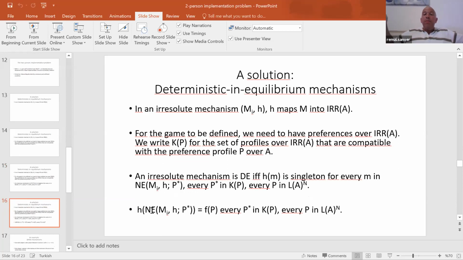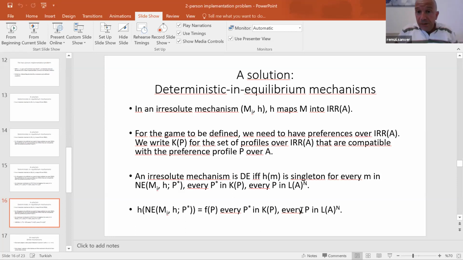And here comes the implementation definition with deterministic in equilibrium mechanisms. I am reading from right to left. Whatever the true preference profile of the voters for the alternatives is, whatever the true preference profile P star, which is compatible with the preference profile over the alternatives, the equilibrium outcome induced by this deterministic in equilibrium mechanism coincides with the outcomes prescribed by F. So this is the definition of implementing with a deterministic in equilibrium mechanism.